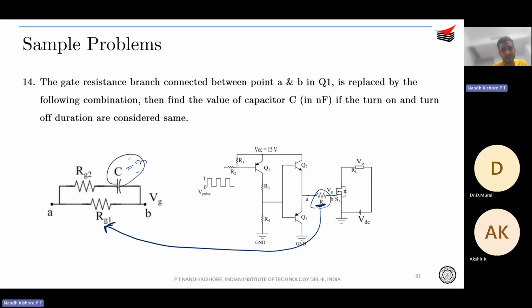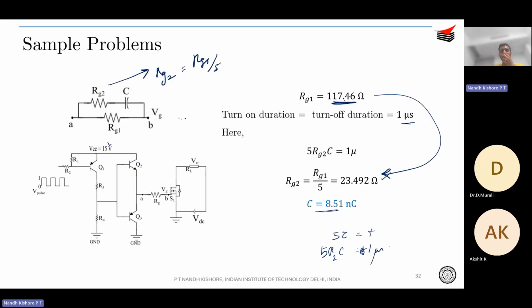You obviously know that the relation is simply the settling time, that is 5 tau, should be equal to the turn on period. You know that R2, by rule of thumb, is 1/5 of R1. You already calculated R1 in the first part of the set. So R2 will be R1 by 5, and that would be equal to your period, that is 1 microsecond. So C is something like this.